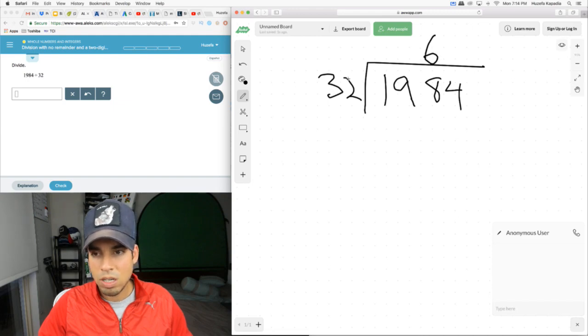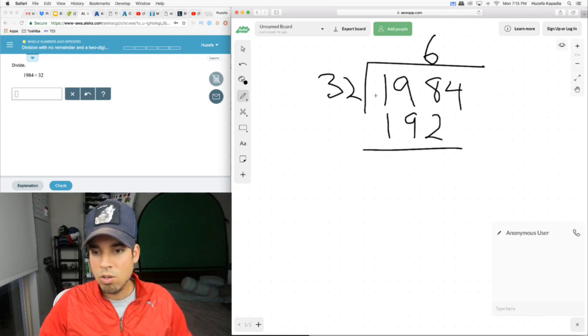6 times 30 is 180. 6 times 2 is 12. So 6 times 32 is 192. You don't need to do it in your head. You could write it down and actually do it, but what's 198 minus 192? 6. This is 0 and 0.